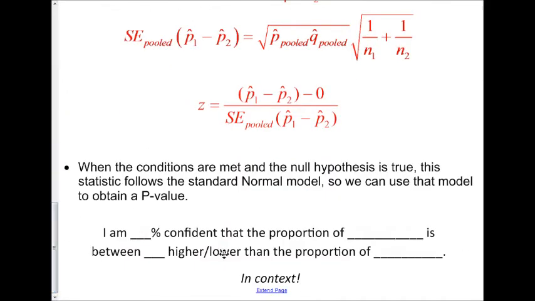And we always use the statement, "I am blank % confident that the proportion of whatever is between your interval, higher or lower than the proportion of 1." So one population is between your interval, higher or lower, and you'd have to select one of those, than the proportion of the second group. Always putting in context.